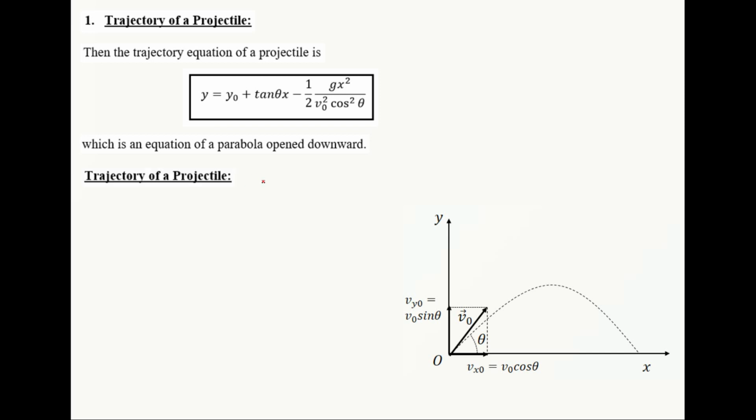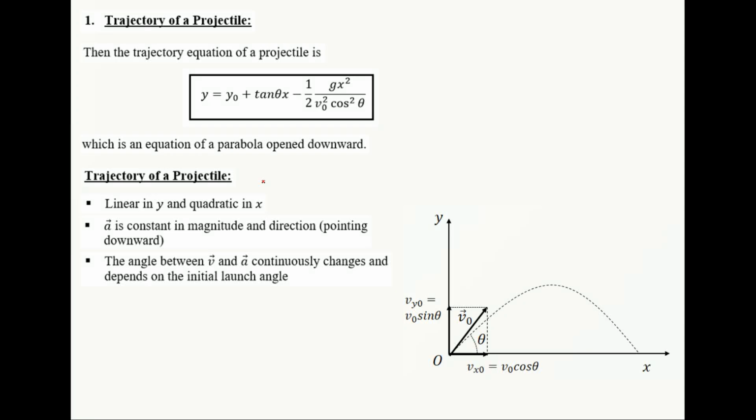Now what are some interpretations or properties? It is linear in y and quadratic in x, which makes it a parabolic trajectory. a is constant in magnitude and direction, pointing downward, and this we know because we know that acceleration is due to gravity and pointing downward. However, we know that always a trajectory is characterized by how v and a are related. In this case, a has a fixed direction downward, while the direction of v along the trajectory changes, which means the angle between v and a continuously changes and depends on the initial launch angle.